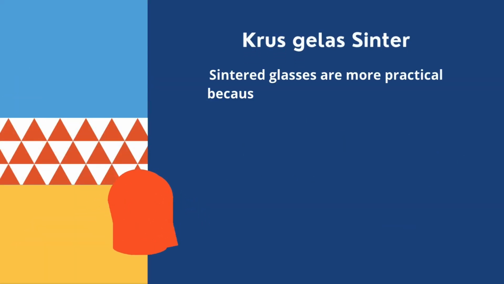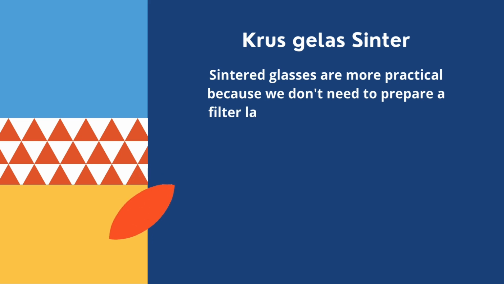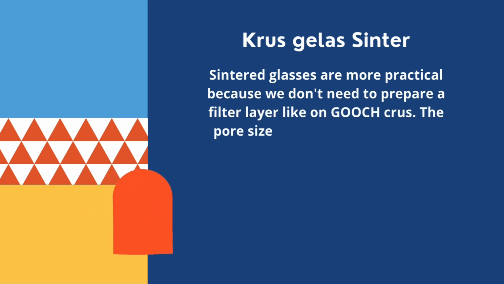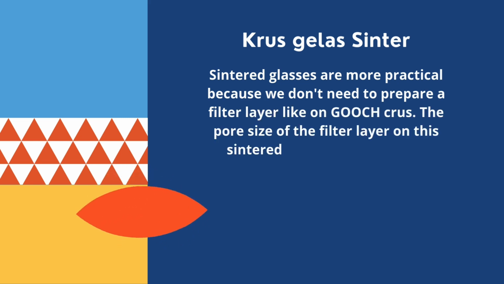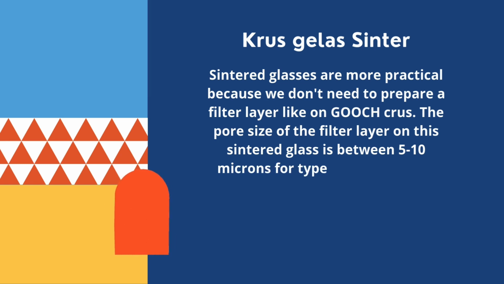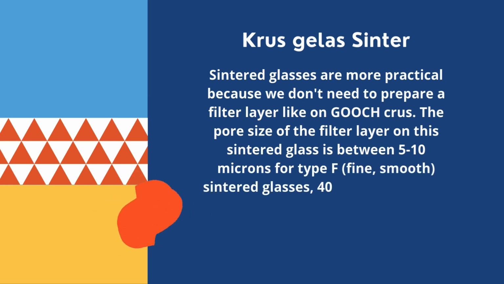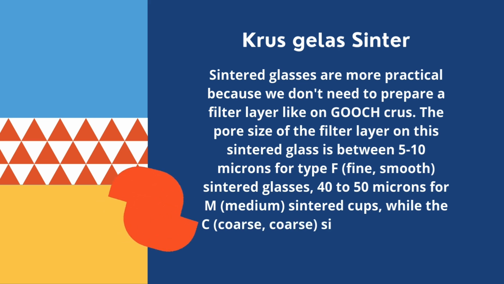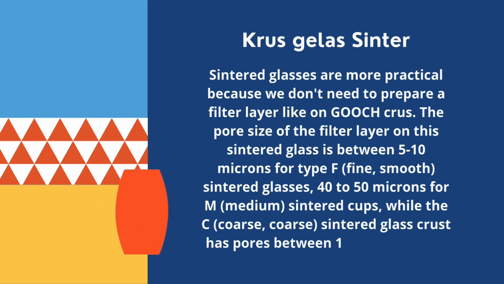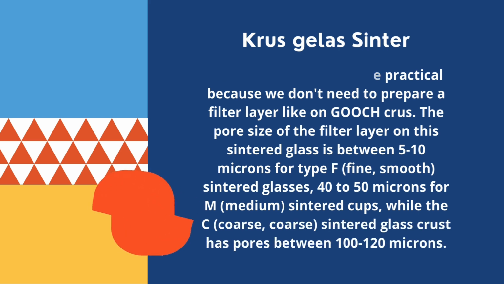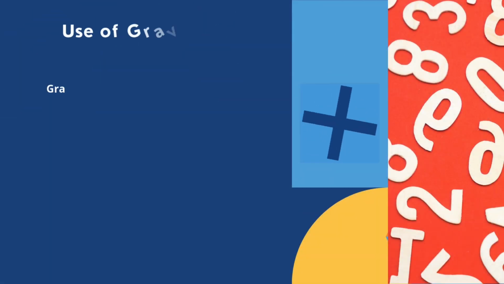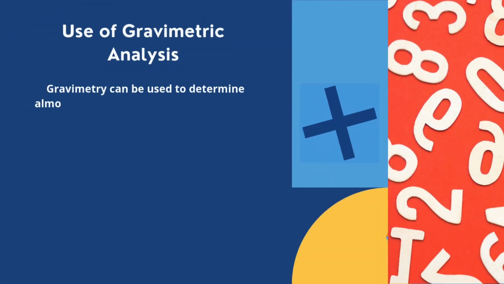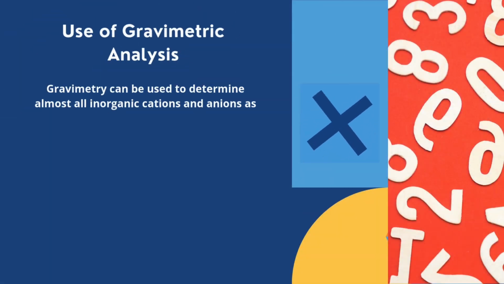Sinter glass crucible. Sinter glass is more practical because we don't need to prepare a filter layer like on the Gooch crucible. The pore size of the filter layer on the sinter glass is between 5 to 10 microns for type F, fine sinter glass, 40 to 50 microns for M, medium sinter glass, while the C, coarse sinter glass crucible has pores between 100 to 120 microns.